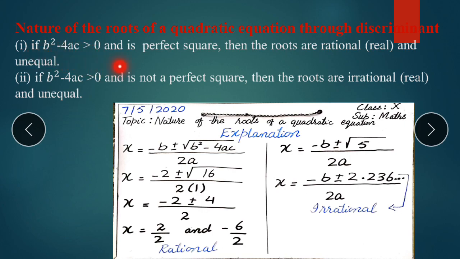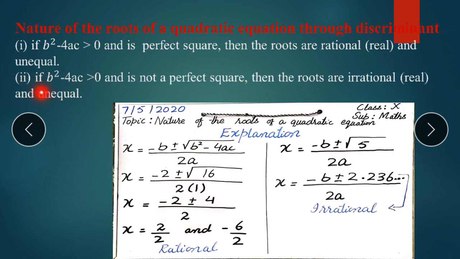If b square minus 4ac is greater than 0 and is a perfect square, then the roots are rational, real and unequal. Here we can see in the example that the discriminant is greater than 0 and is a perfect square, therefore the roots are rational, meaning they can be written in fraction form, and unequal due to the plus and minus sign, because plus will have a different result and minus will have a different result.